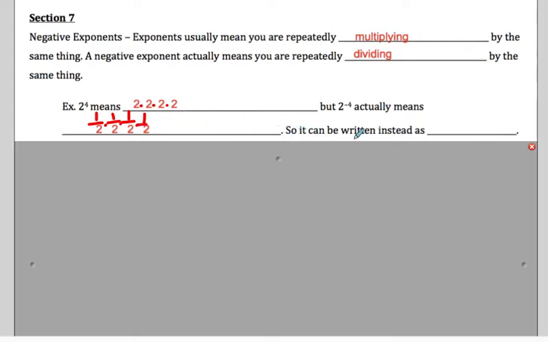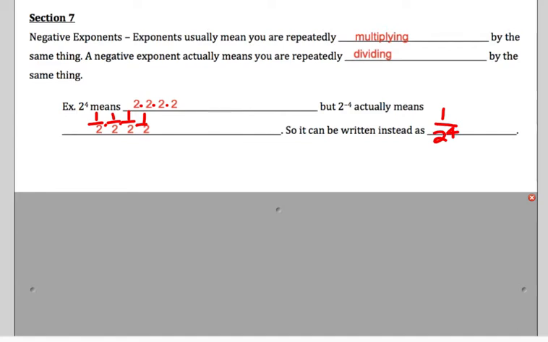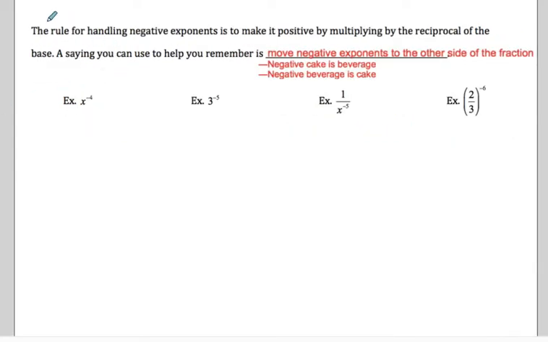So you can write that as 1/2 to the 4th power. Remember that dividing by 2 and multiplying by 1/2 are the same thing. So the rule for handling negative exponents is to make it positive by multiplying by the reciprocal of the base. The saying that you can remember is, move negative exponents to the other side of the fraction.